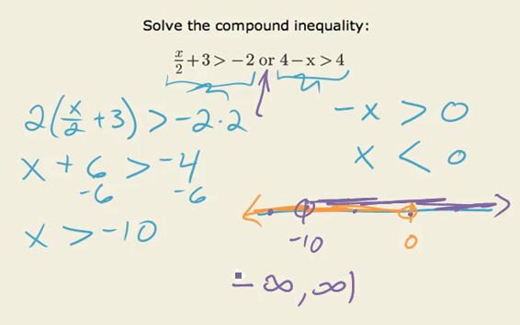So this union of this interval and that interval is everything, minus infinity up to infinity. As always, we do not get to include negative infinity or infinity as our endpoints. Those aren't real numbers, right? But everything else is in there.